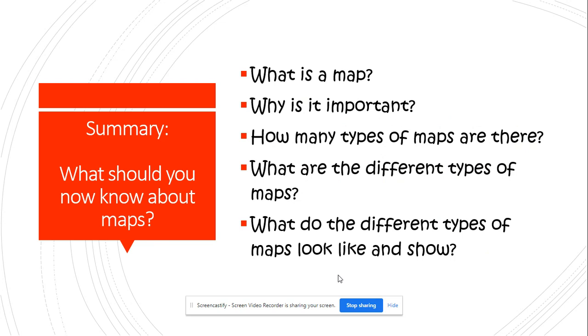So in summary, what you should now know about maps is what is a map? Why is it important? How many types of maps are there? What are the different types of maps? And what do the different types of maps look like and show? Now, if you can answer all those questions, you have done great at this video. If not, you can always go back and look at it again to answer one of these questions.